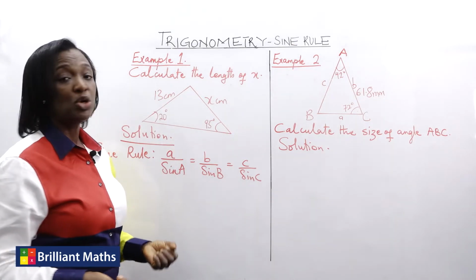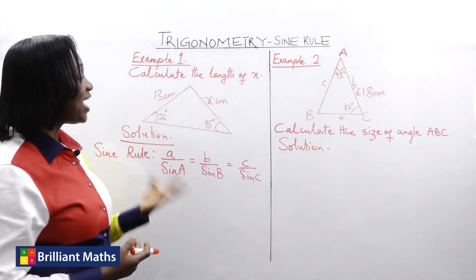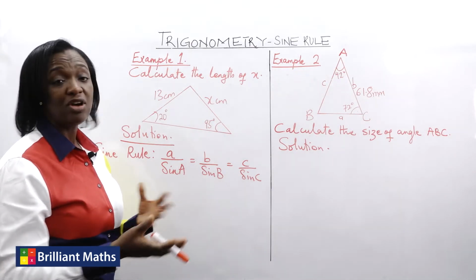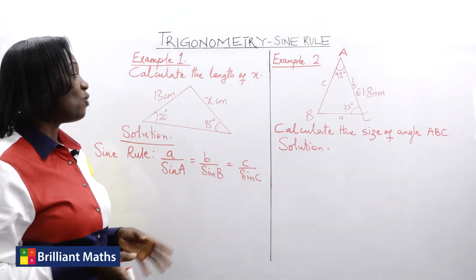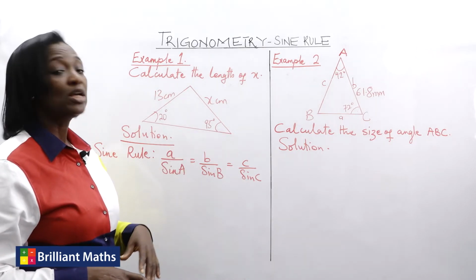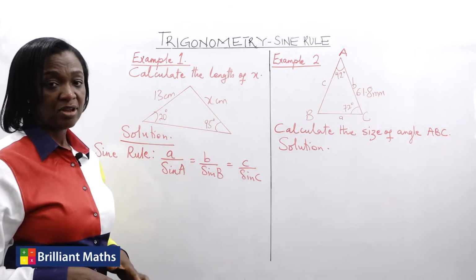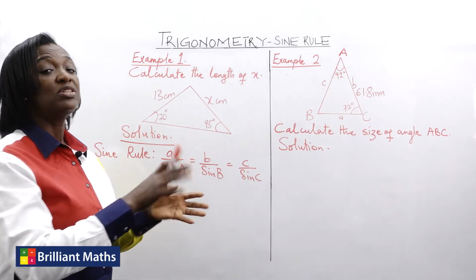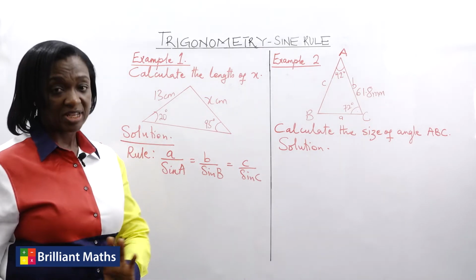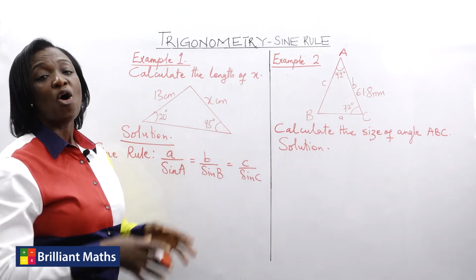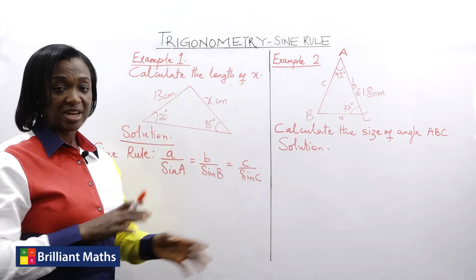The sine rule is used to find the length of sides or the value of angles in a triangle where you have some of the angles and some of the sides given. So you will determine when to use the sine rule or when to use the cosine rule, depending again on the parameters that have been given.